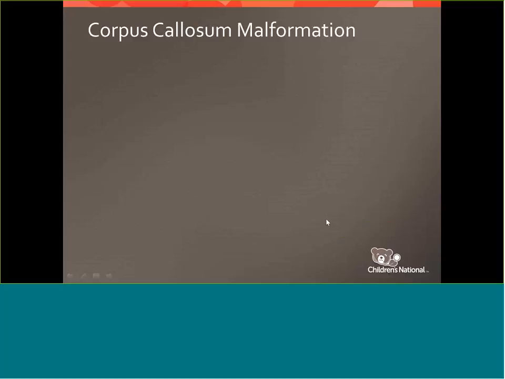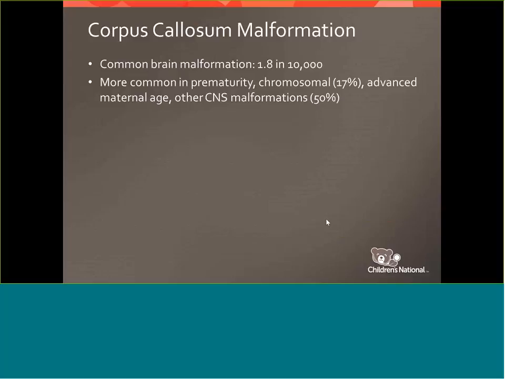All right, so in terms of corpus callosum malformation, it's a very common malformation, about 1.8 in 10,000. It's more common in prematurity and chromosomal abnormalities, with advanced maternal age, and with other CNS malformations. In fetal brain malformations, about a third have corpus callosum dysgenesis. So you should really consider corpus callosum dysgenesis a symptom rather than a diagnosis and look for other things that might help find a unifying diagnosis there.